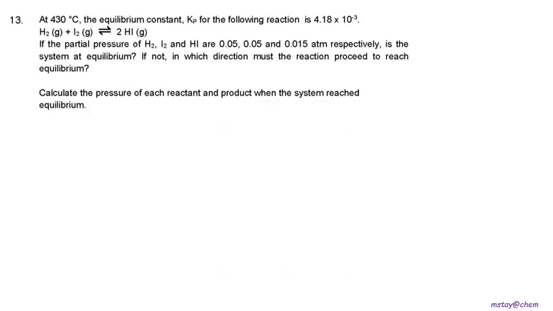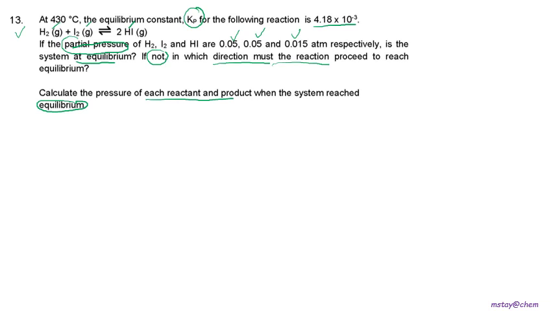Okay, this question 13 is quite similar to the previous question 12. Only when you read this question, you will notice this time they are giving us the Kp value, and because of the given Kp value, the partial pressure of each gas is given. Also, all the reactants and products are given. The question asks us, is the system at equilibrium? If not, which direction will it go? Then, as in question 12, they ask us for each reactant and product when the system achieves equilibrium.